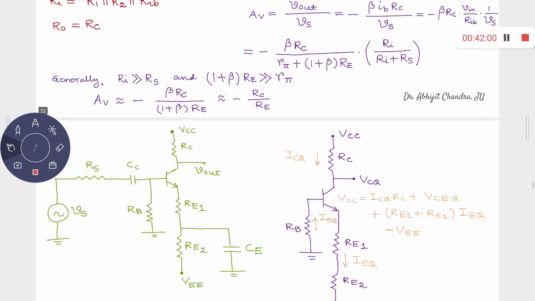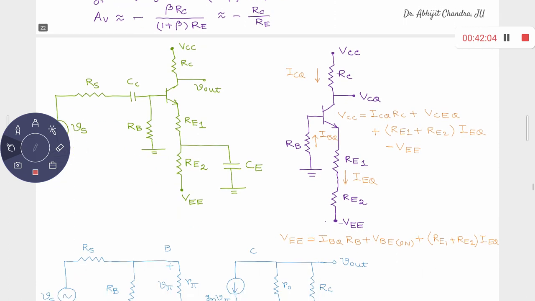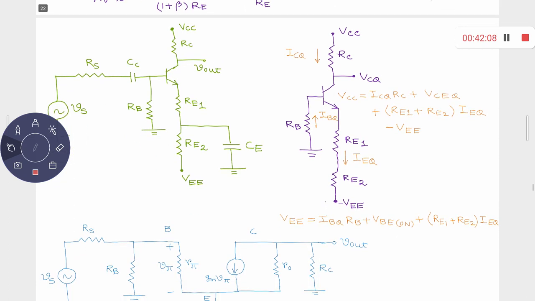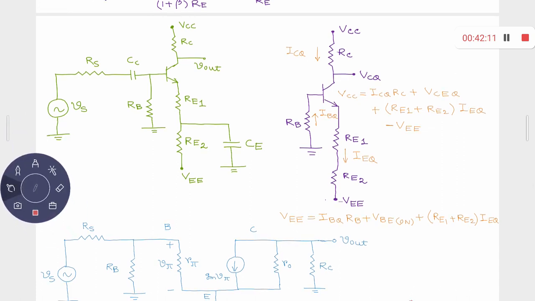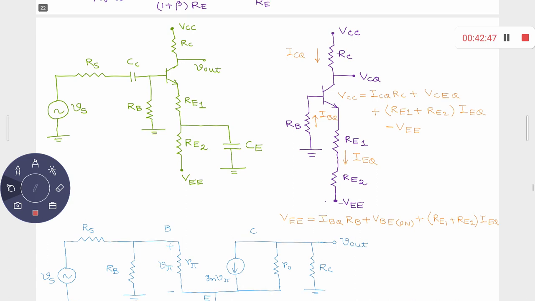Okay, now let's move to a very important part of our AC analysis. So far you have seen one case in which the emitter terminal was connected to AC ground or DC ground, and another in which one resistor RE is connected between the emitter and the ground. Now, this is a typical circuit where there are basically two resistors. Rather, I can say that this emitter resistor RE is divided into two parts, RE1 and RE2.